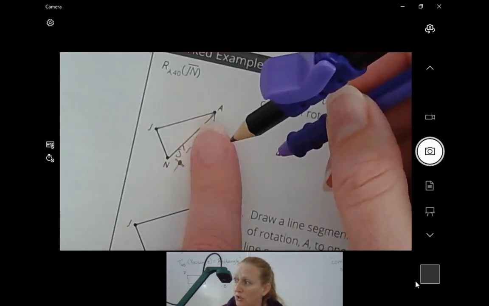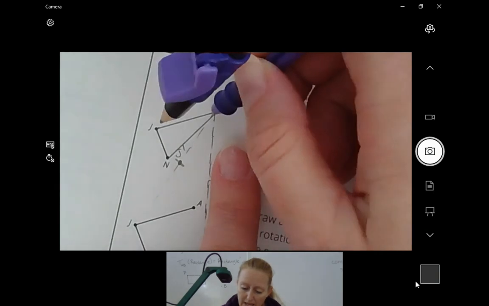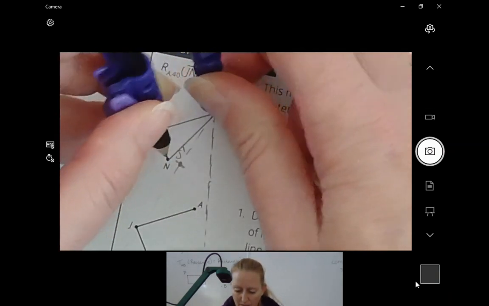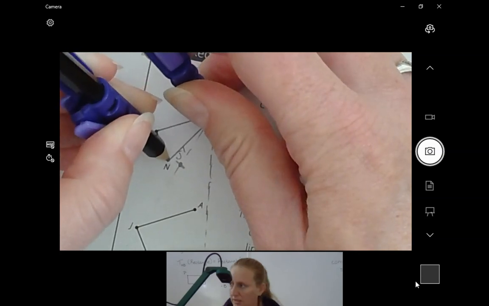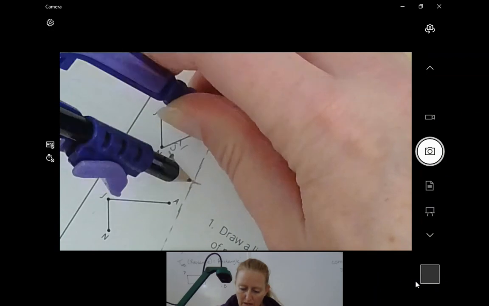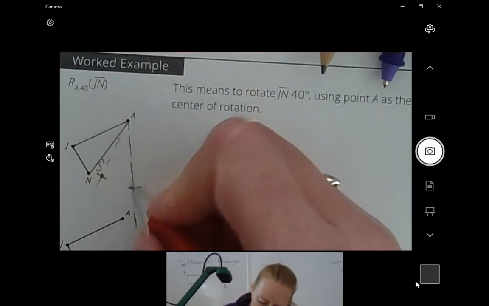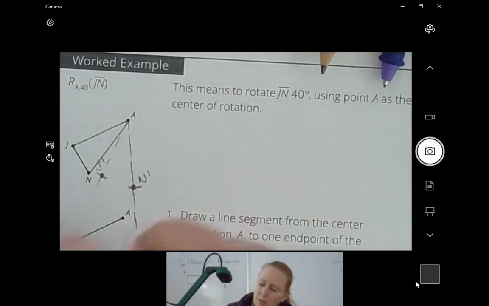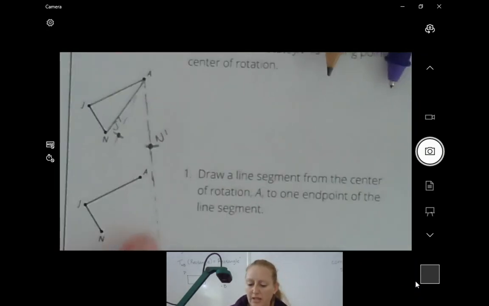So I'm going to measure the distance from A to N. Compass point on A. Adjust my pencil till it touches N. And then I can come around and make a mark. And that's how long you're supposed to be. And there is N prime. You can erase this as excess if you like, or you can keep it.